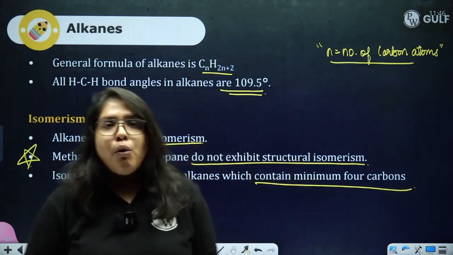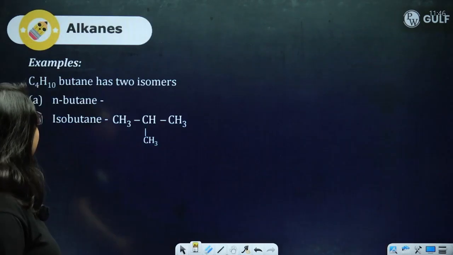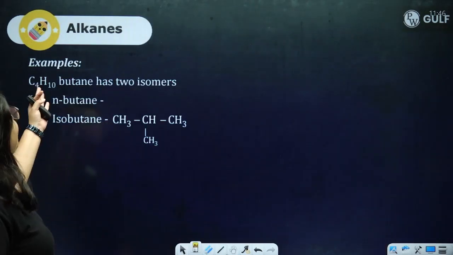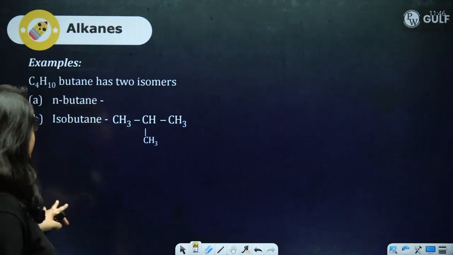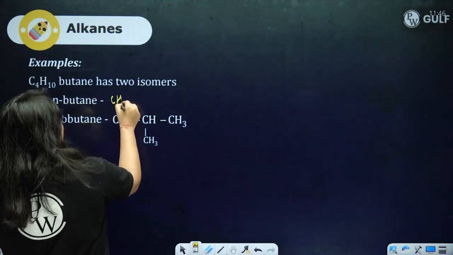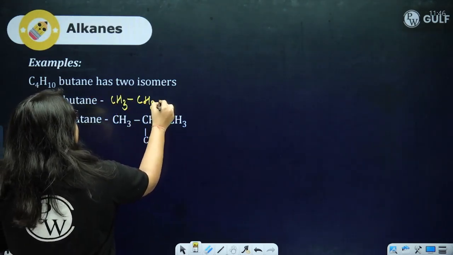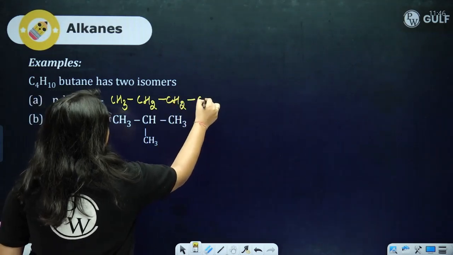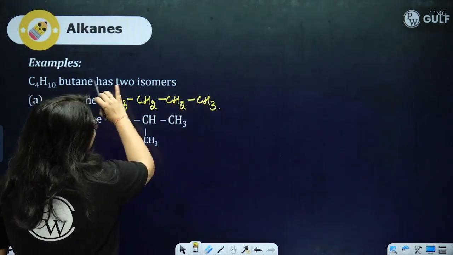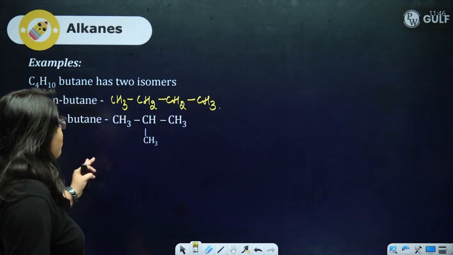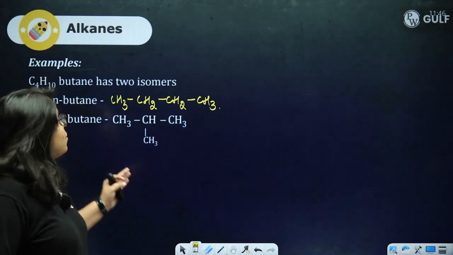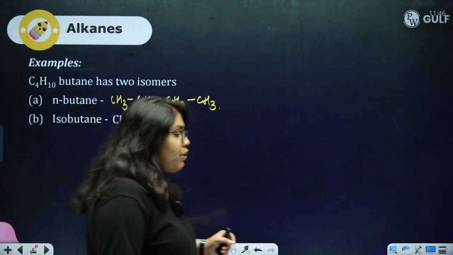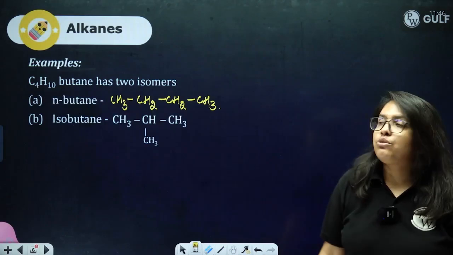Now, C4H10, butane, has 2 isomers. N-butane, which is CH3CH2CH2CH3, a straight chain. And the second one is isobutane. So you see the structural isomer over here.